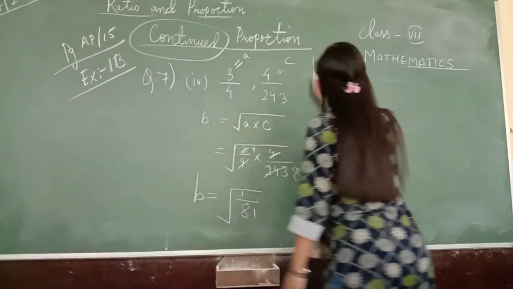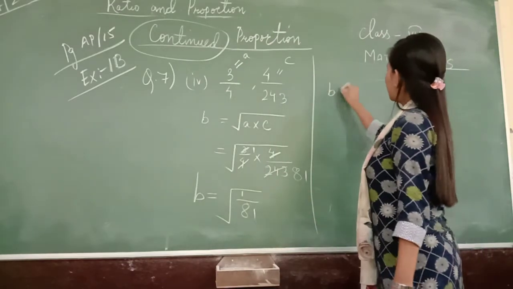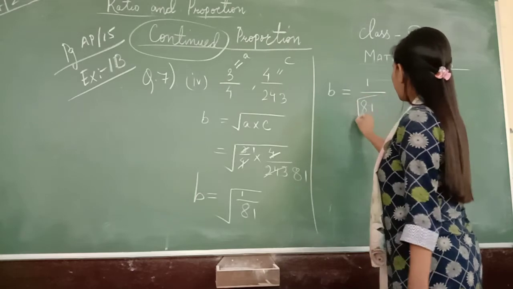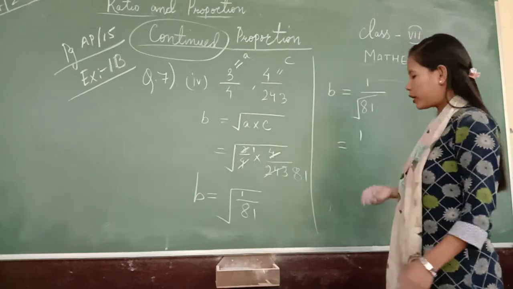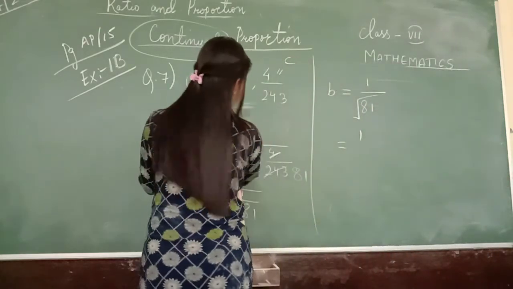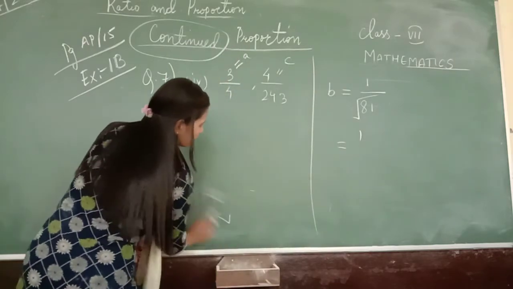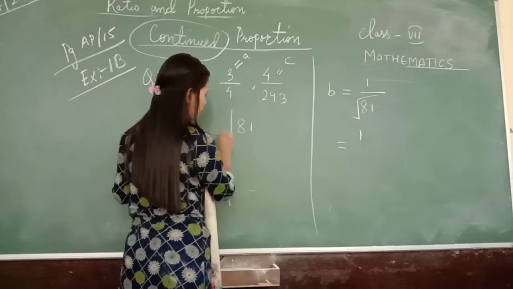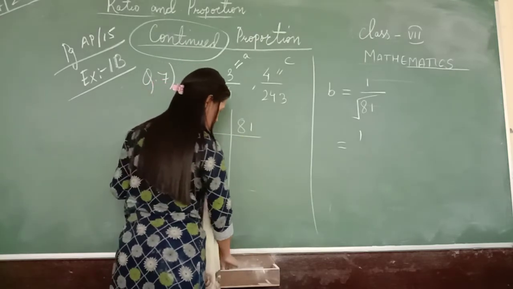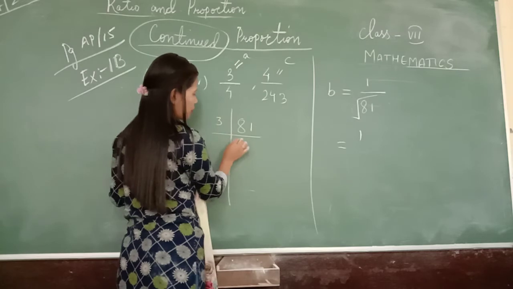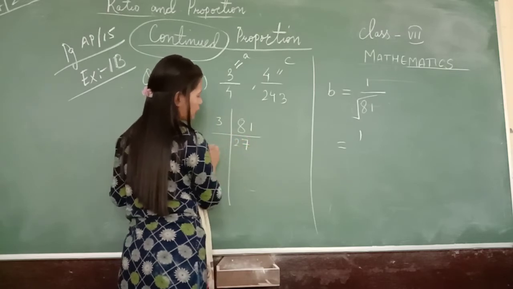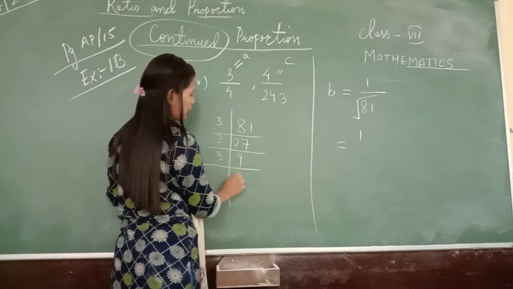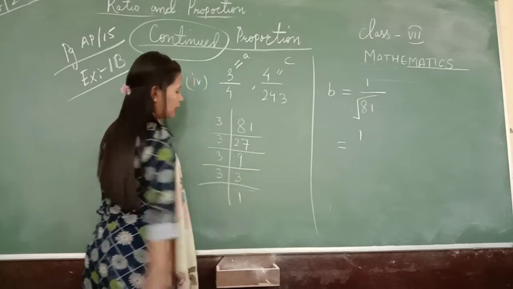Square root of 1 is 1 itself, and you need to find the square root of 81. How do you find the square root of 81? I'll erase this part. Again by the prime factorization method. The prime factors of 81: 3 2s are 6, 3 7s are 21, 3 9s are 27, 3 3s are 9, and 3 1s are 3.